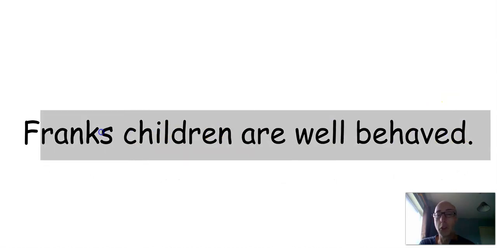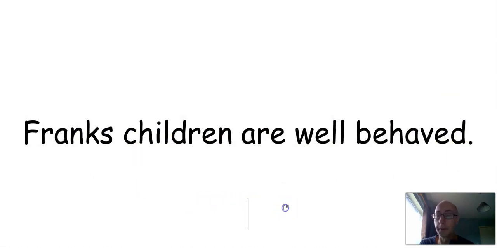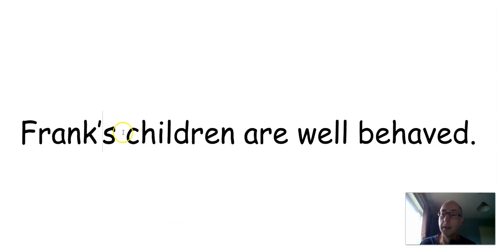So let's keep going. This could be singular or it could be plural. Frank's children are well behaved. How many Franks are there? Well, we can assume there's one Frank. Children is plural, but it makes no difference. Frank's children. We put the apostrophe before the S because there's only one Frank.